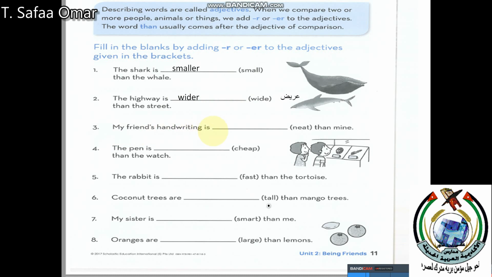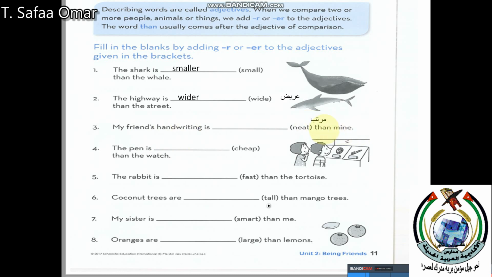Number 3. My friend's handwriting is than mine. We are going to use the adjective neat. What's the meaning of neat? مرتب. So I am going to compare between my friend's handwriting, كتابة أو الخط للفriend, with mine, with my handwriting.